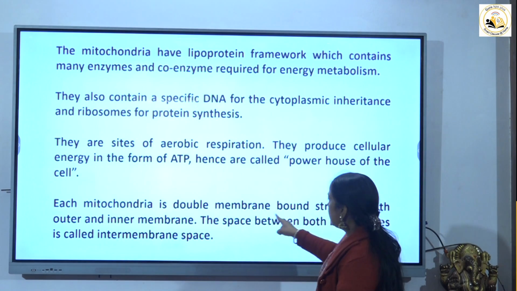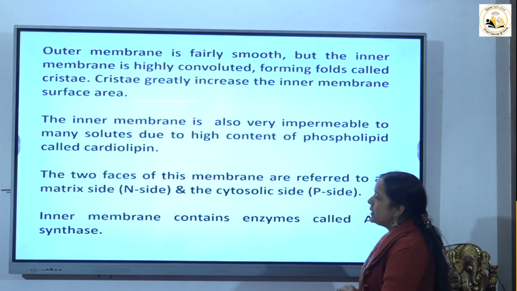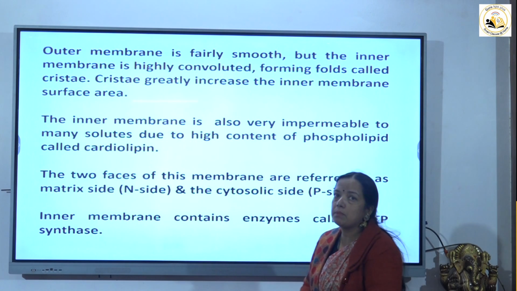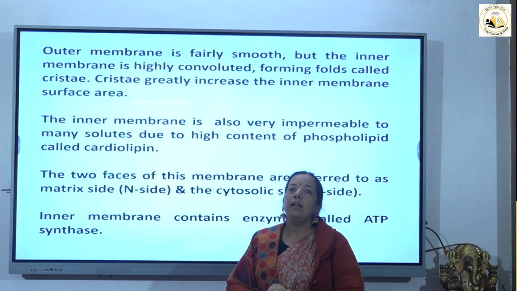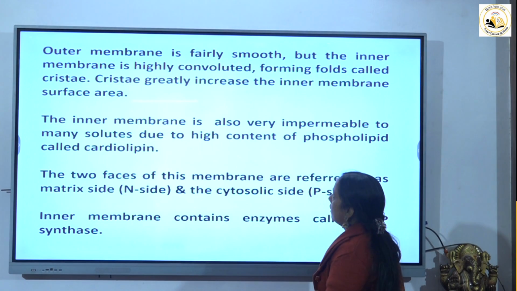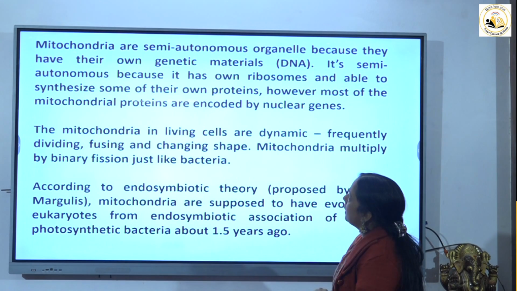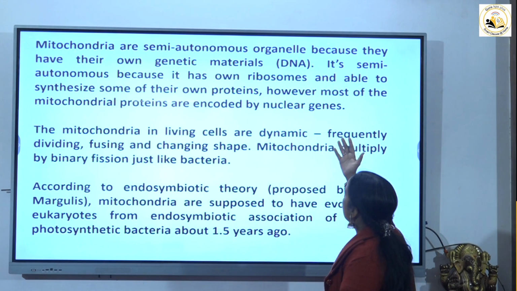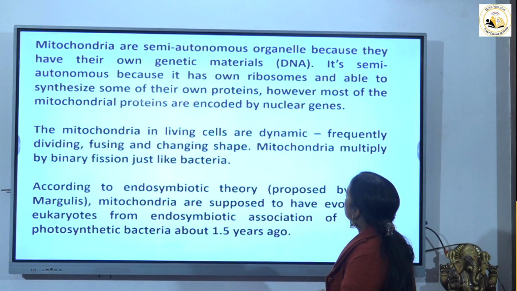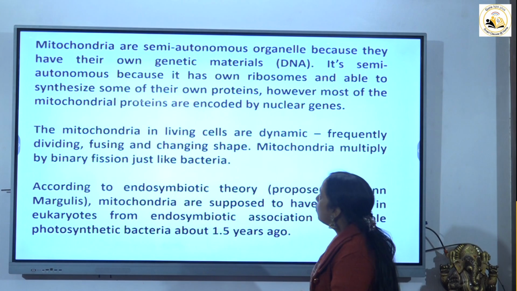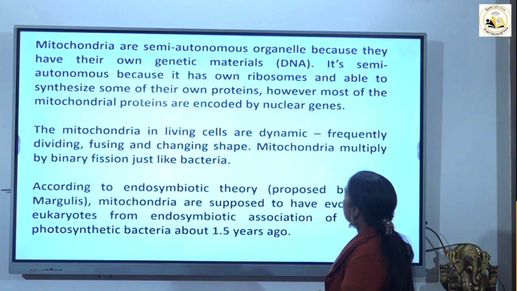The inner membrane contains the enzyme ATP synthase, which is mainly responsible for ATP synthesis. Mitochondria are semi-autonomous organelles because they have their own genetic material, DNA. They are semi-autonomous because they have their own ribosomes and are able to synthesize some of their own proteins. However, most of the mitochondrial proteins are encoded by nuclear genes.